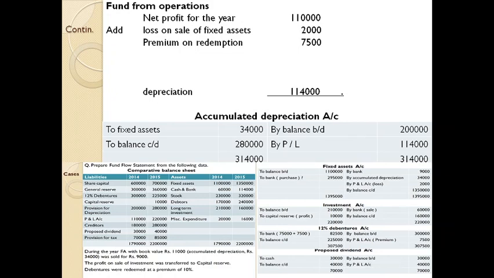Next one, in the debentures, you can see there is one P&L account item, premium on redemption of debentures, that has to be shown. And finally, there is proposed dividend. In there also, there is one P&L account item, 40,000, that has to be shown.